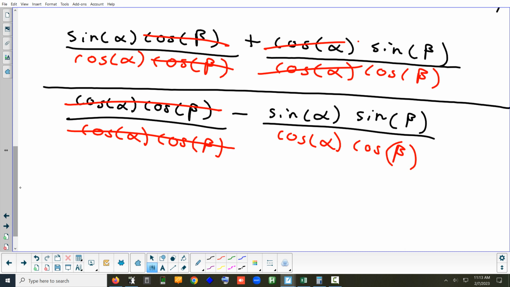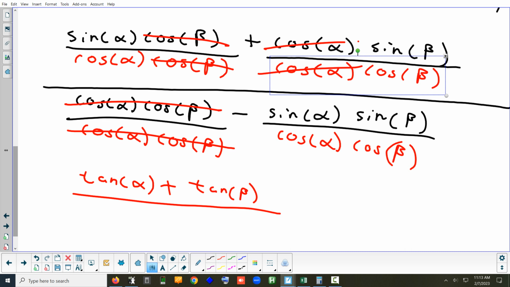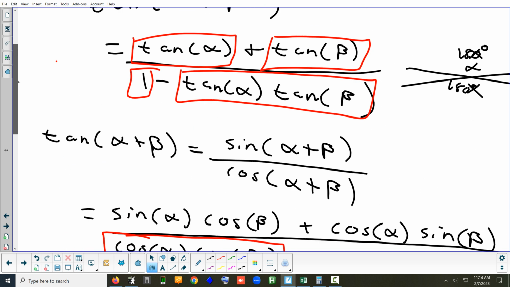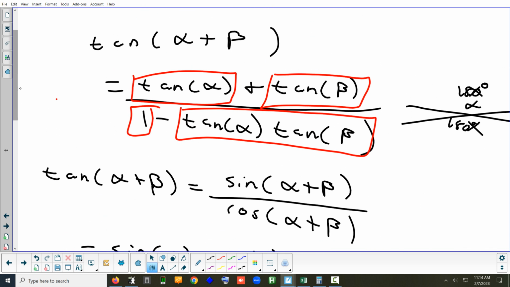Sine alpha over cosine alpha. That's tangent alpha. What about sine beta over cosine beta? That's tangent beta. In the lower left, we have 1 minus, what's sine alpha over cosine alpha? Tangent alpha. And then sine beta over cosine beta? Tangent beta. And if you scroll back up and look at the formula, the tangent of the sum, that's exactly the formula we just got.